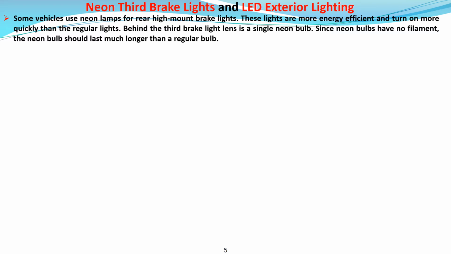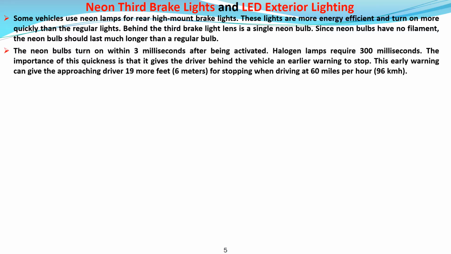Since neon bulbs have no filament, the neon bulb should last much longer than a regular bulb. The neon bulbs turn on within 3 milliseconds after being activated. Halogen lamps require 300 milliseconds. The importance of the quickness is that it gives the driver behind the vehicle an earlier warning to stop.